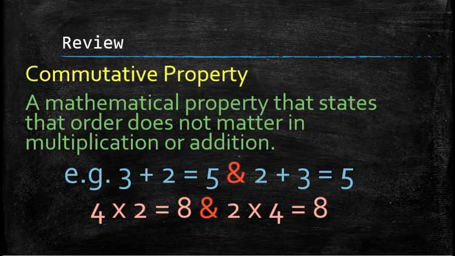So let's review. I know we've spoken about this already, but the commutative property is a mathematical property. It states that order does not matter in multiplication or addition. So for example, 3 plus 2 is 5, and 2 plus 3 is 5. Also with multiplication, 4 times 2 is 8, and 2 times 4 is 8. Please raise a quiet hand if you have any questions about this or if you disagree, and we will talk through it as a class.